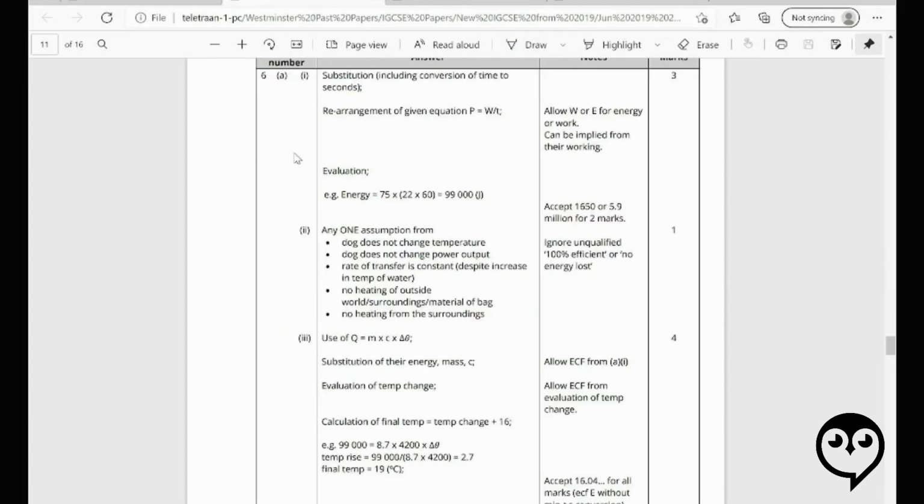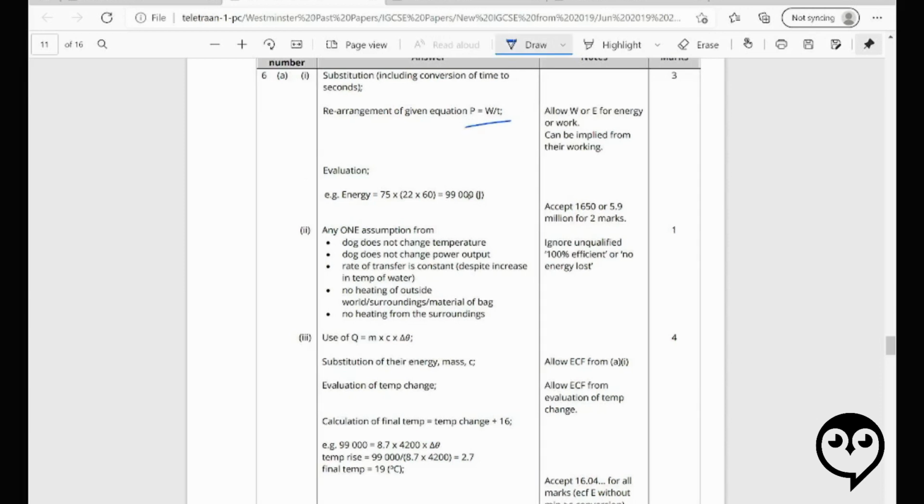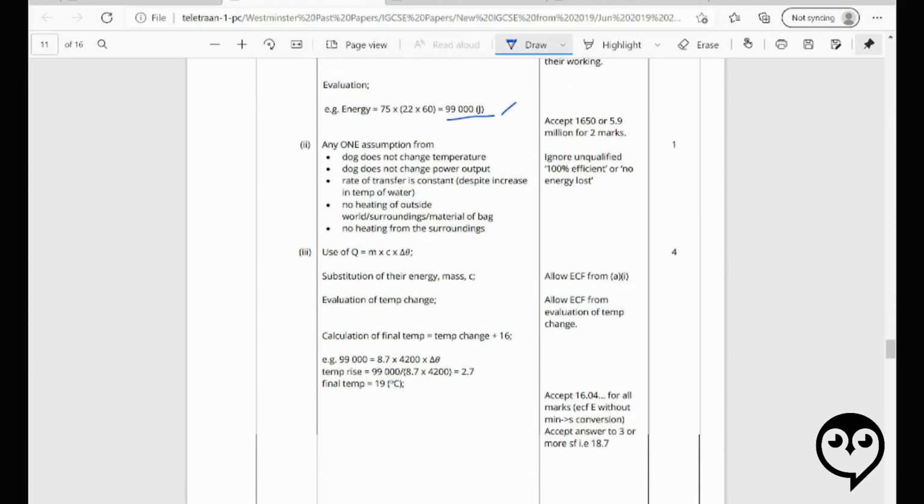Right. So we substitute in, and we get our equation subbed in, and we get 99,000 joules. One assumption that was made, the dog does not change temperature. Okay, yeah, I guess the dog would be cooling down. The dog does not change power output. Maybe all of a sudden it's giving out more heat or less heat. Okay, the rate of transfer is constant.